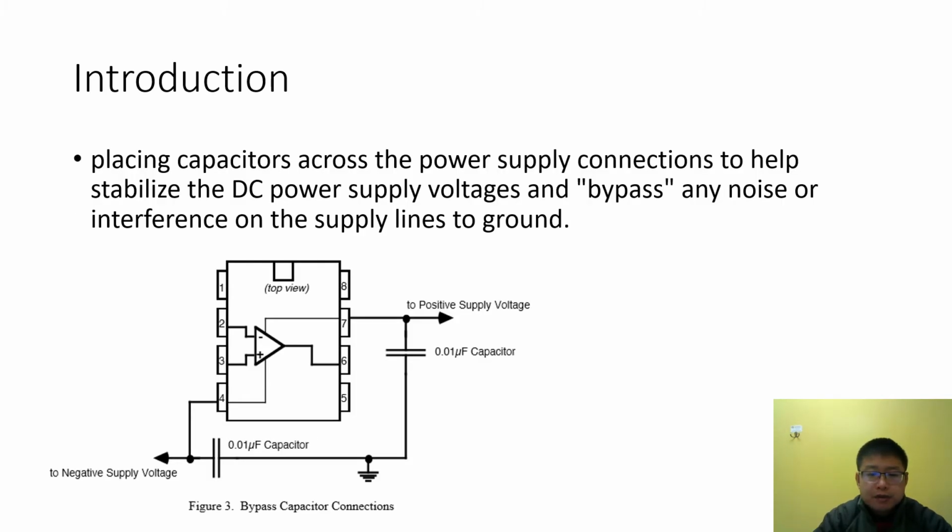On previous slides, we introduced that pin 7 and pin 4 are connected with the power supply. And usually we put two capacitors. The capacitors are used to stabilize the DC power supply.